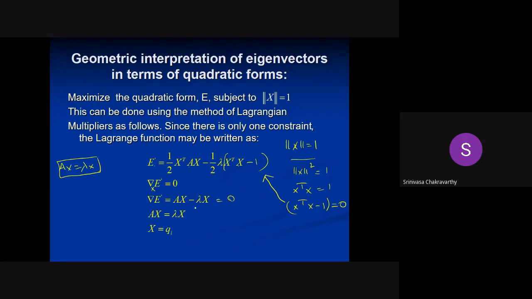So you can think of the eigenvectors as the maxima of this function, right? The quadratic form of A under the constraint mod x is equal to 1, which is just an interesting way of looking at the eigenvalues of a matrix in terms of the corresponding quadratic form.